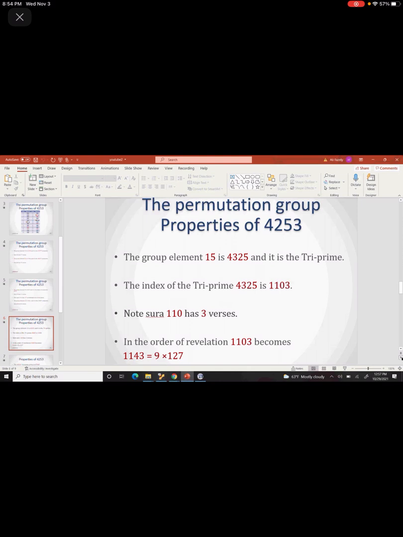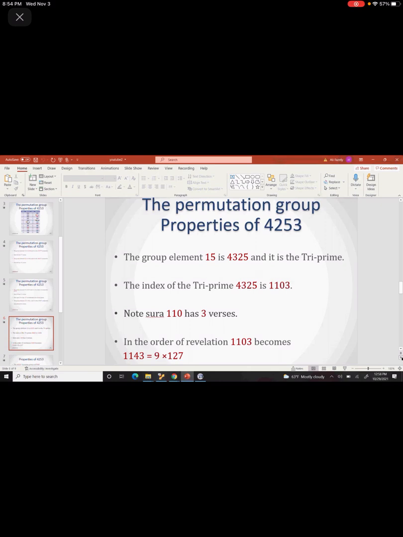Permutation group properties of 4253. We furthermore note that the 15th group element is 4325, and it is a tri-prime. And the index of the tri-prime 4325 is 1103. And we know that Surah 110 has 3 verses. Now remember, Surah 110 is the last revelation of the Quran. Surah 110, which is a very short surah with only 3 verses, is the last revelation of the Quran.